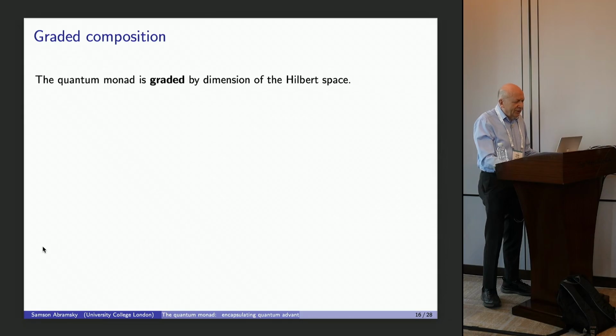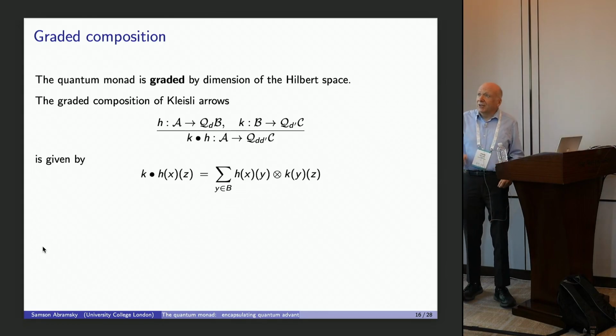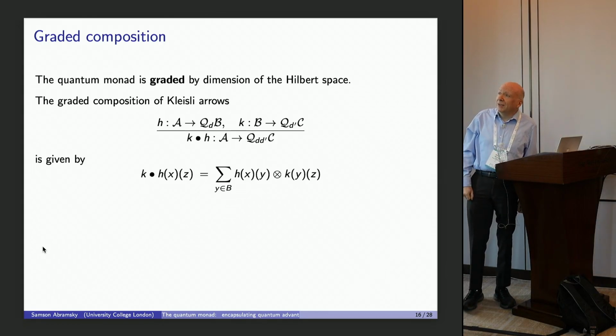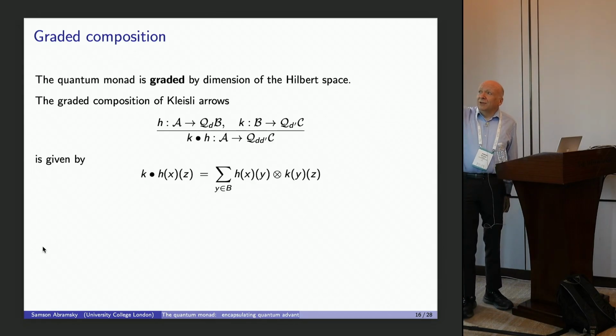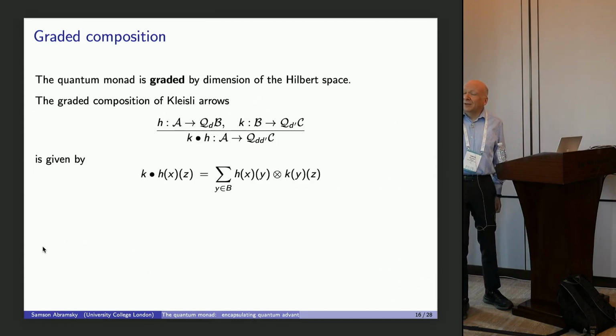Okay, so as we've said, the quantum monad is graded by the dimension of the Hilbert space. And to see how this comes into operation in an interesting way, I've still got my Kleisli composition. So if I've got A to QD of B and B to QD prime of C, I need to glue them together to get a new map from A to Q of something C, and it's going to be the product of the two dimensions.